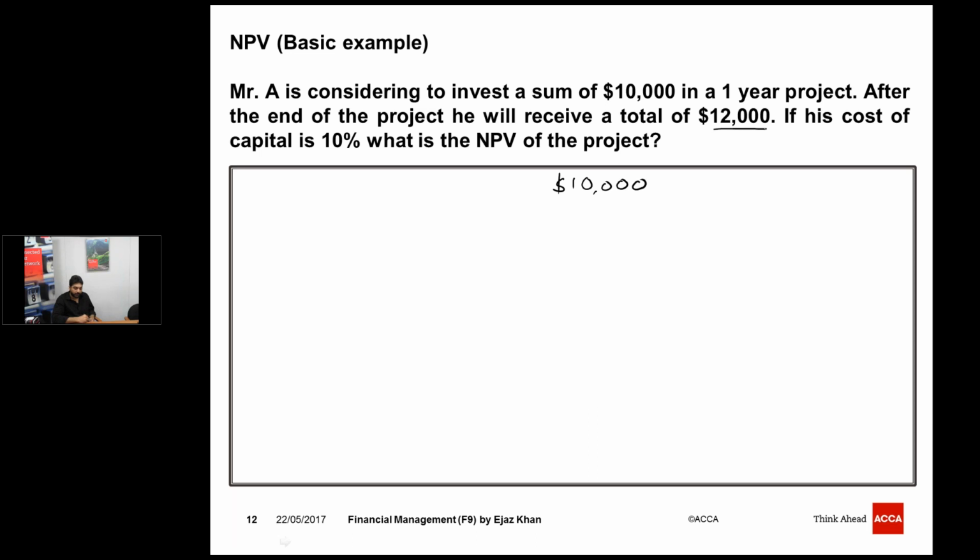Now, the decision is whether Mr. A should go for it or not. For this, we need to calculate the net present value of the project. What net present value is, we'll discuss in a while. First, let us analyze that Mr. A is going to invest 10,000 US dollars, and Mr. A wants to generate a return of 10%. That's his cost of capital. We'll discuss what cost of capital is. For the time being, just assume that Mr. A needs to generate at least 10% out of this investment.